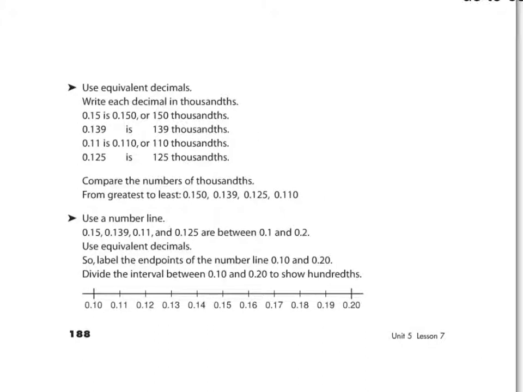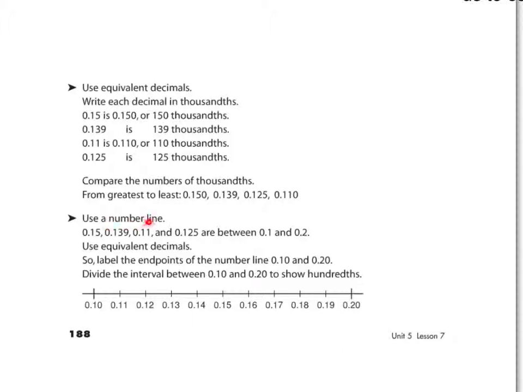Use equivalent decimals, which we kind of did above, but here it's just using the equivalent decimals. So adding that 0, so it's 150, 139, adding that 0, so it's 110, and 125. And again, we can easily compare those. 150 is the largest, 139 is next, 125 next, and 110 the smallest.